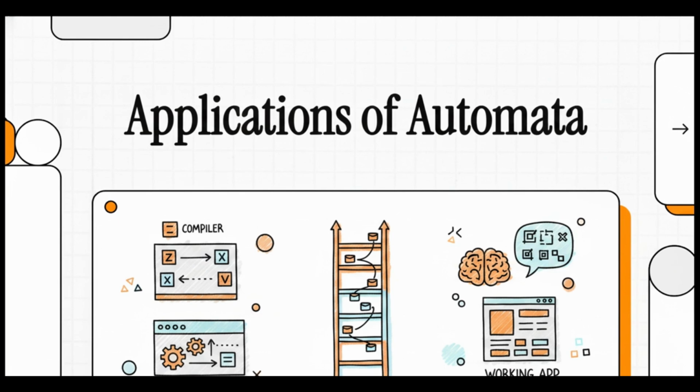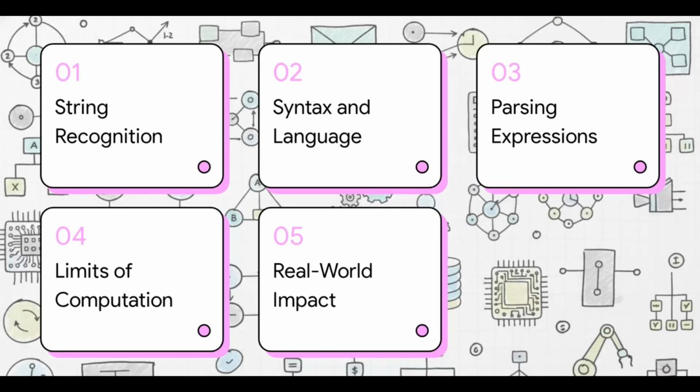Welcome to this explainer. Today we're climbing the ladder of abstraction to decode the hidden architecture of computation. We're going to be looking at the applications of automata, these brilliant underlying models that make everything from compiling code to natural language processing actually possible. Okay, let's dive into this.